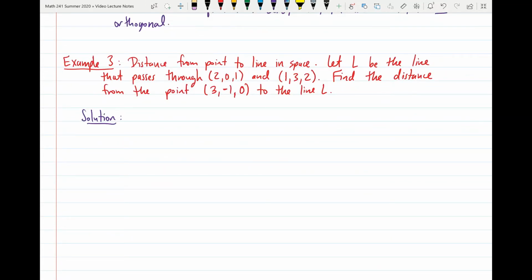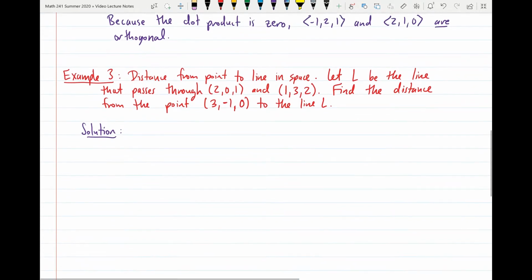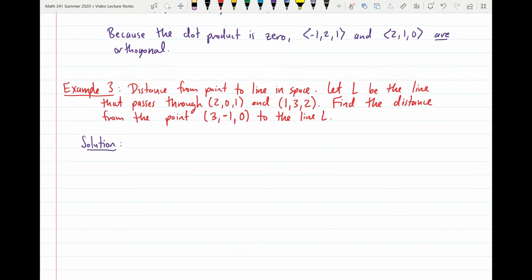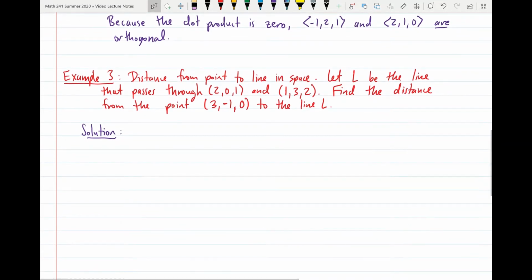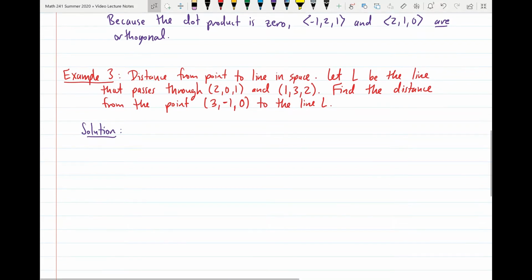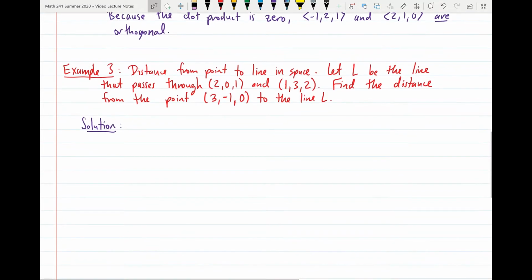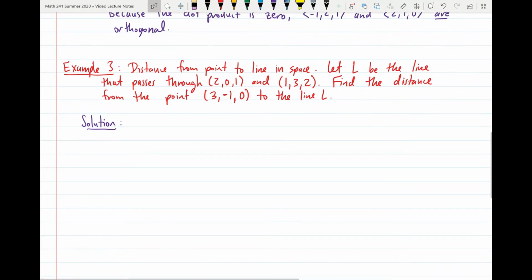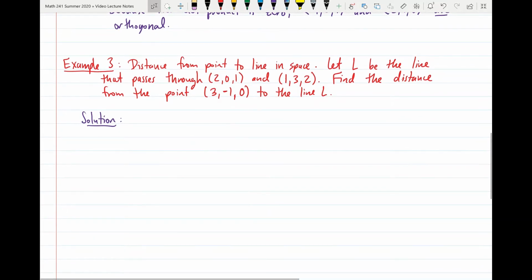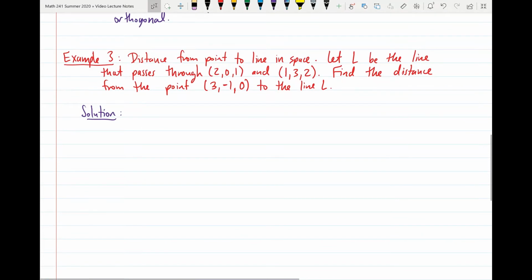Okay, so for our third example, I want to calculate the distance from a point to a line in space. I wanted to go through an example like this because I didn't put one on either of the quizzes prior to exam 1. So in this case, we have a line L, and it's passing through points 2, 0, 1 and 1, 3, 2, and we want to find the distance from the point 3, -1, 0 to this line L. So let's see if we can find a solution for this.